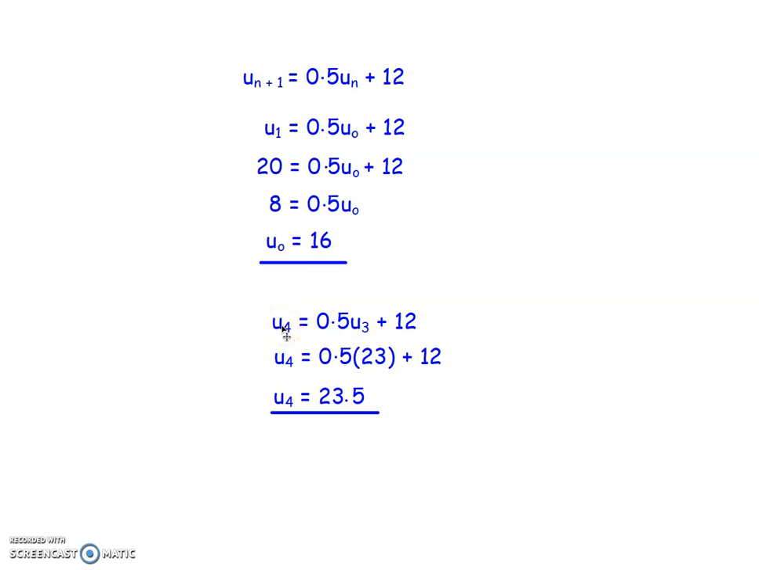We can then find u4. u4 is going to relate to u3 because u3 is the previous term. So u4 equals 0.5 u3 plus 12. I'm going to substitute the value of u3 in, which is 23 from the question. 0.5 times 23 plus 12 gives you an answer of 23.5. So your final answers for u0 and u4 are u0 equals 16 and u4 equals 23.5. And this is going to be the process you follow every single time.